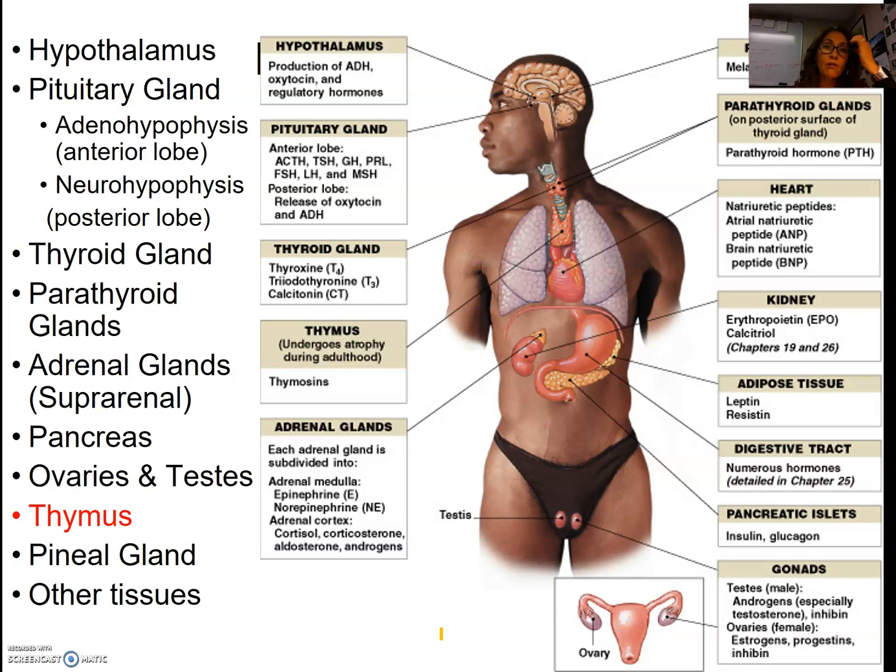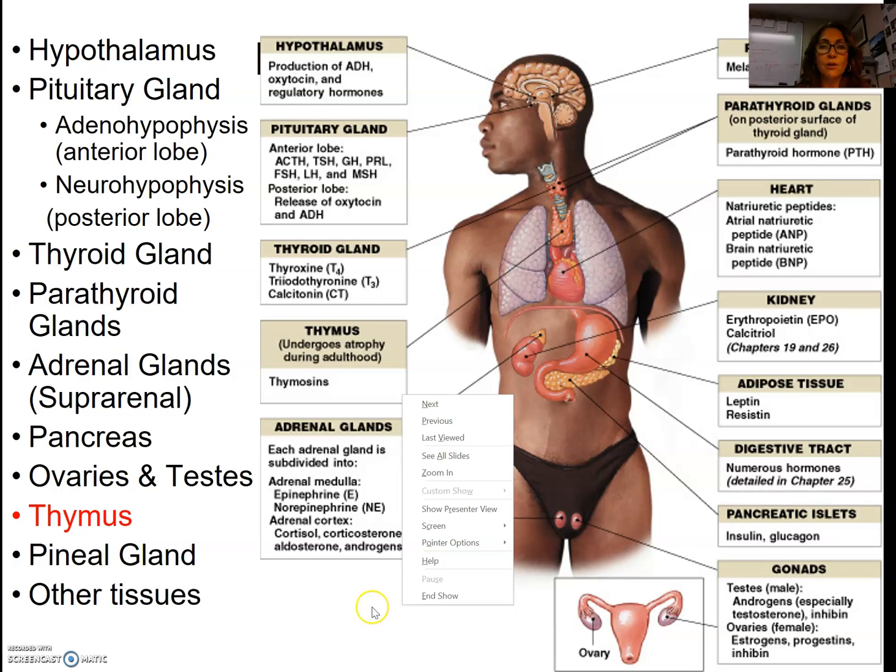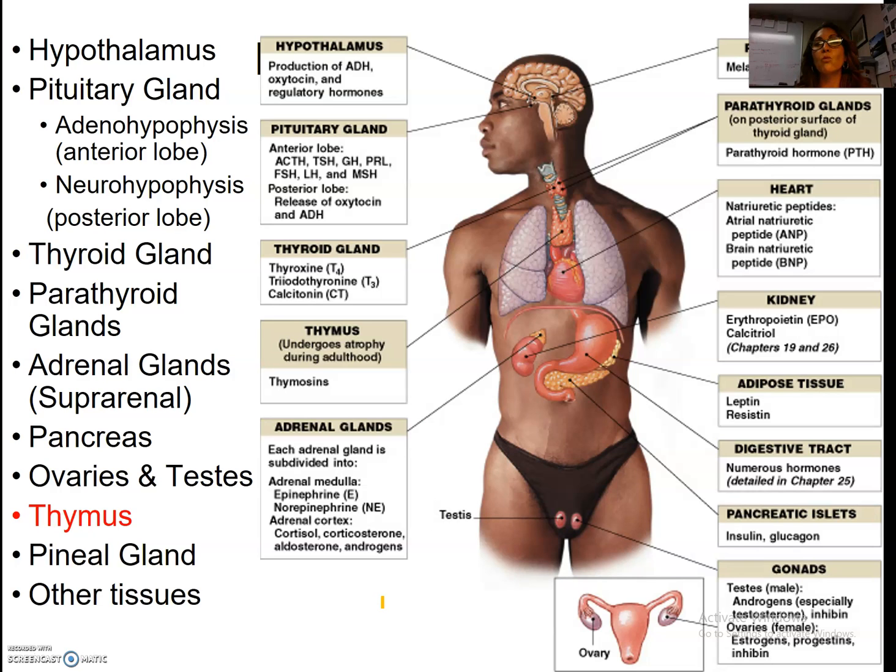We will be going over the male and female reproductive system in one of the units, Unit 4 or Unit 5, I forget which unit because we reorganized. So you'll see those portions in more detail later on in the semester.